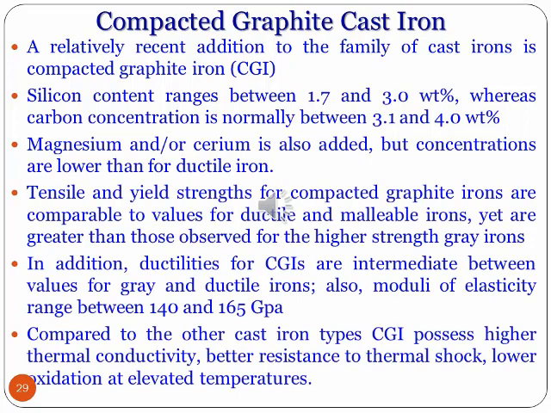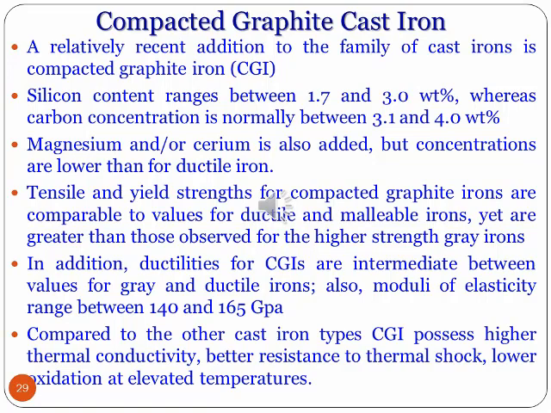Next is compacted graphite cast iron or compacted CGI. A relatively recent addition to the family of cast iron is compacted graphite cast iron. Silicon content varies from 1.7% to 3% in weight percentage and carbon concentration varies from 3.1 to 4%. Magnesium and cerium are also added but concentrations are lower as compared to the ductile iron.